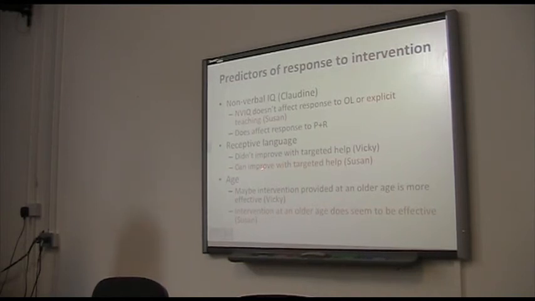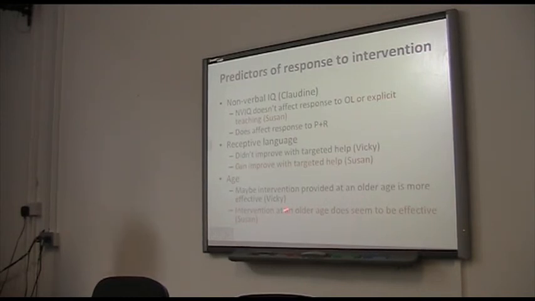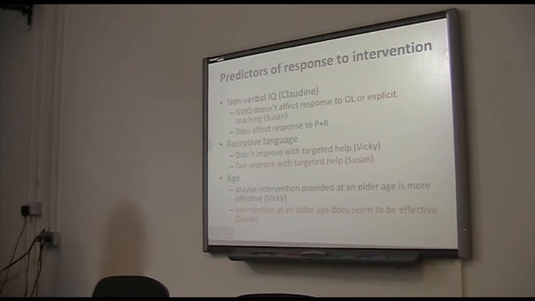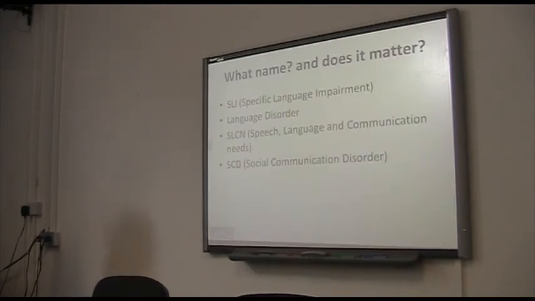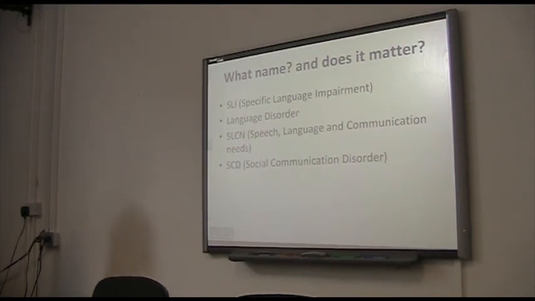And actually the study we've just done shows that we can improve receptive language with targeted help, and these were all older children, so it does seem that you can improve older children, but not resolve. None of these were cured, but they did improve. And the other issue is, what name do we use and does it matter? Specific language impairment, language disorder, SLCN, SCD, should we use that as a category?